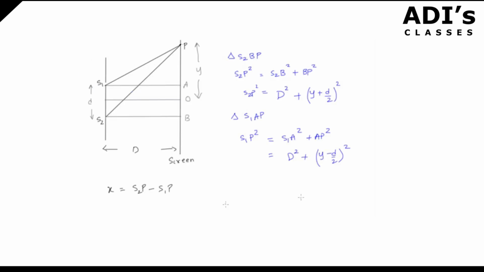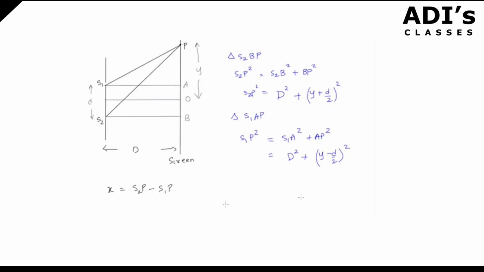Similarly in triangle S1AP, S1P square is equal to S1A square plus AP square. Again this is D square. Now AP will be y minus d by 2, so (y minus d by 2) whole square. So this is what we got. Now we need to figure out S2P minus S1P, correct?